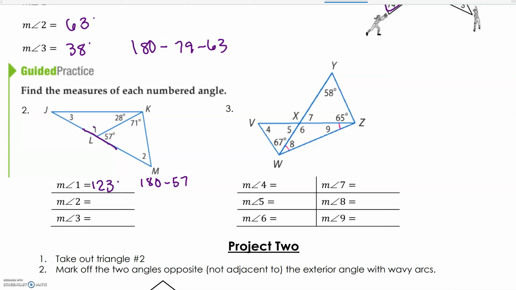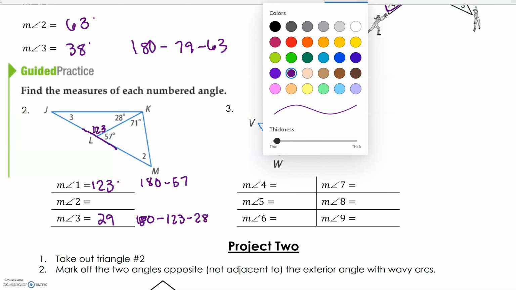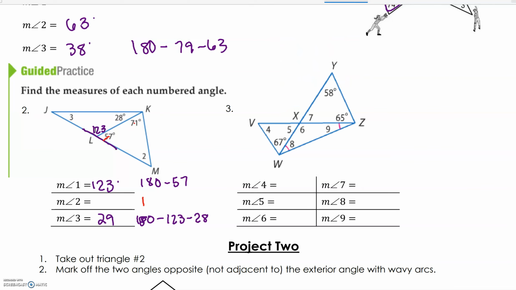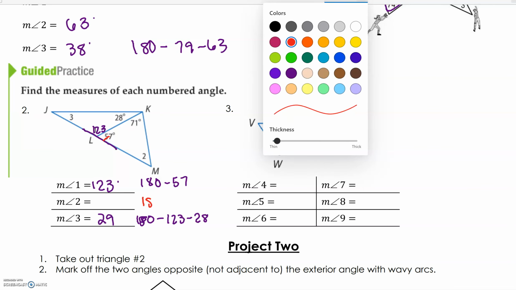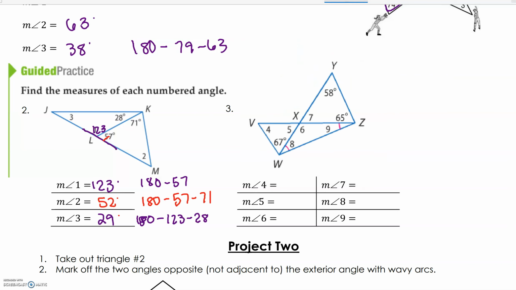And now that we know it, I like to put it in there to help me find. Now I can find angle 3 by taking 180 minus 123 and minus the 28. And that's going to give me 29. And then go ahead and figure out what angle 2 is by subtracting the 2 that you know in that triangle from 180 to help you figure out angle 2. And you should have gotten 52.